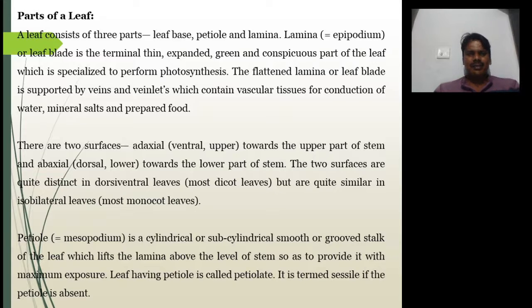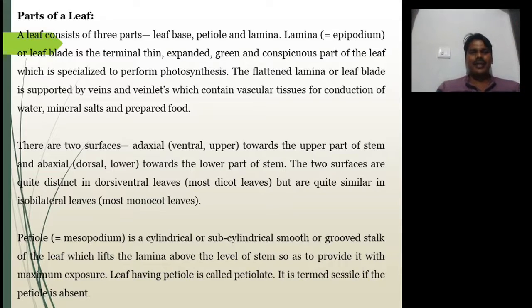And next part is the petiole. The petiole is a cylindrical or subcylindrical, smooth or grooved stalk of the leaf which lifts the lamina above the level of the stem so as to provide it with maximum exposure. A leaf having a petiole is called petiolate. It is termed sessile if the petiole is absent. If this is the petiole, attached to the stem, and this portion is absent, that means the leaf is sessile.